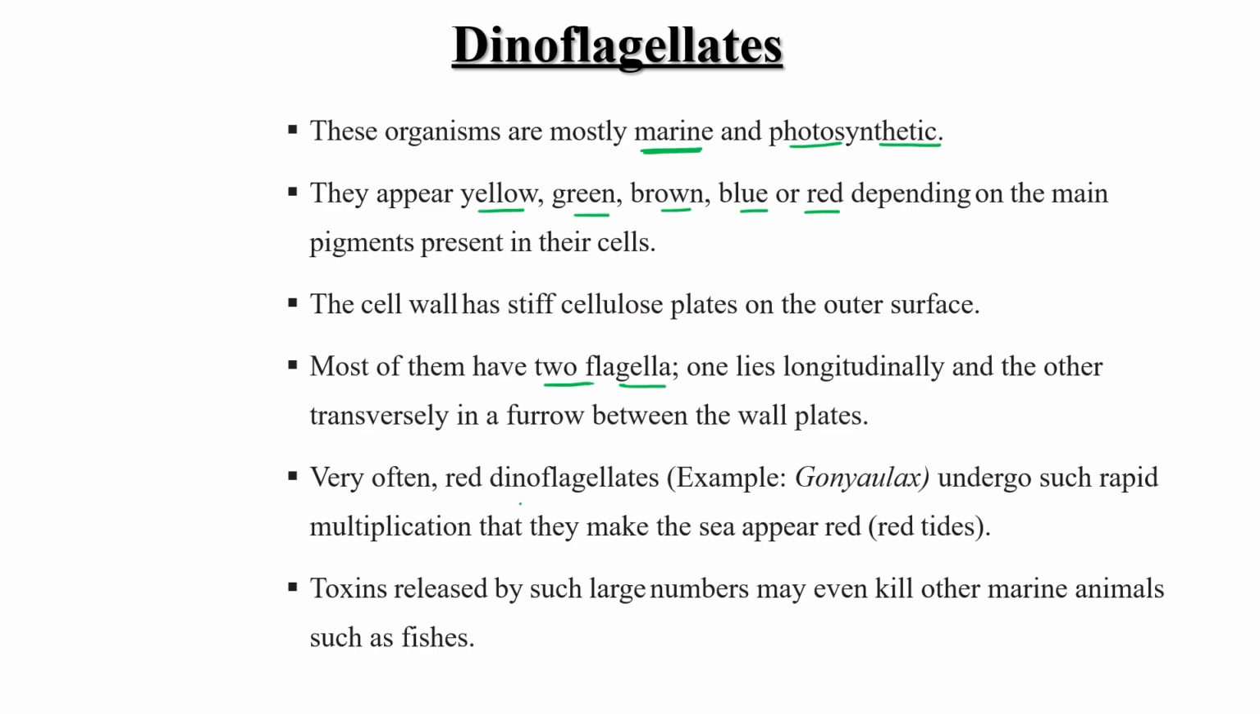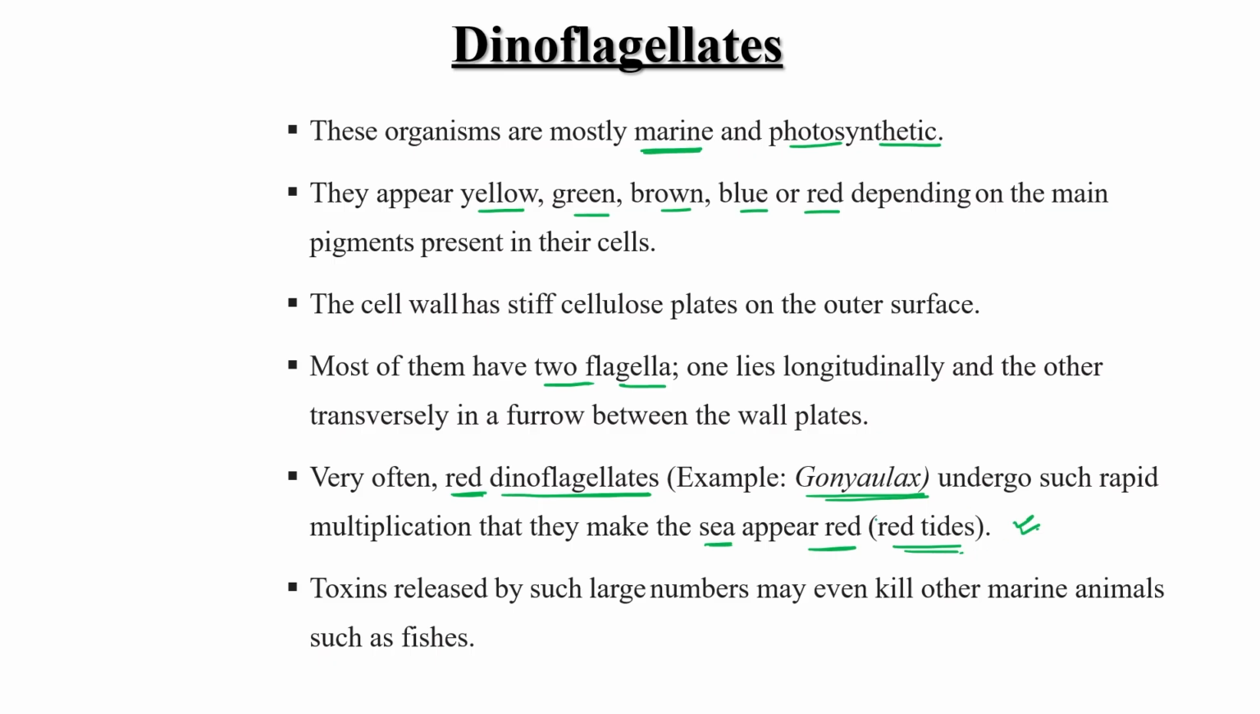Very often, red dinoflagellates undergo rapid multiplication. An example of a red dinoflagellate is Gonyaulax. After their huge, rapid multiplication, sometimes the sea color changes and it looks like a red ocean, and at that time we can use the term red tide, because the sea appears red because of the presence of red dinoflagellates. A huge amount of red dinoflagellates sometimes is present in a particular area of the sea because of their rapid multiplication, and at that time what kind of color does the sea have? Red color. So red tides. Okay, so red tides, what is the cause of red tide?